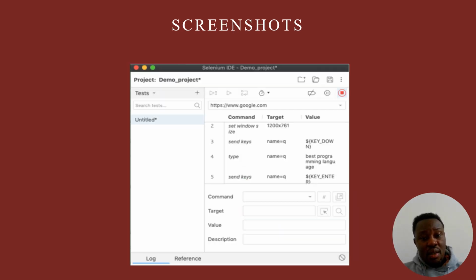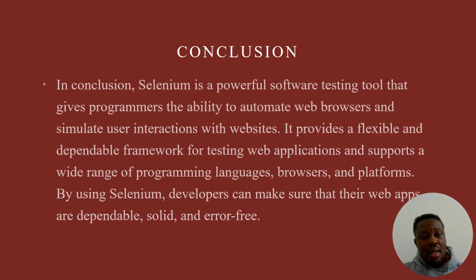That's another screenshot while we were trying to do some tests to show how Selenium works. Now, in conclusion, what can we say? In conclusion, Selenium is a powerful software testing tool that gives programmers the ability to automate web browsers and simulate user interaction with websites. It provides a flexible and dependable framework for testing web applications and supports a wide range of programming languages, browsers, and platforms. By using Selenium, developers can make sure that their web apps are dependable, solid, and error-free.